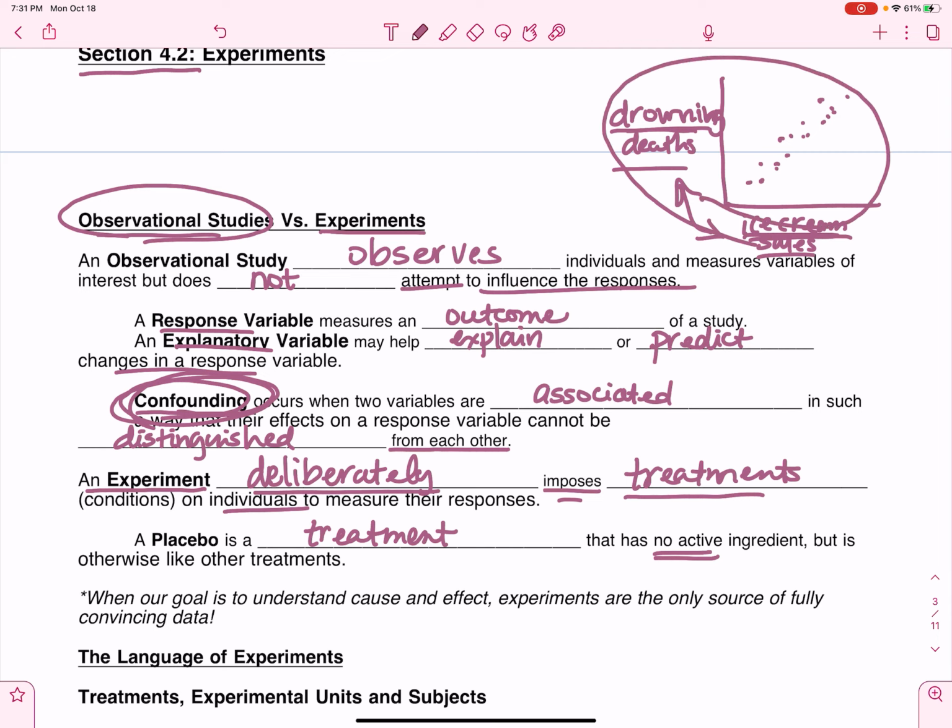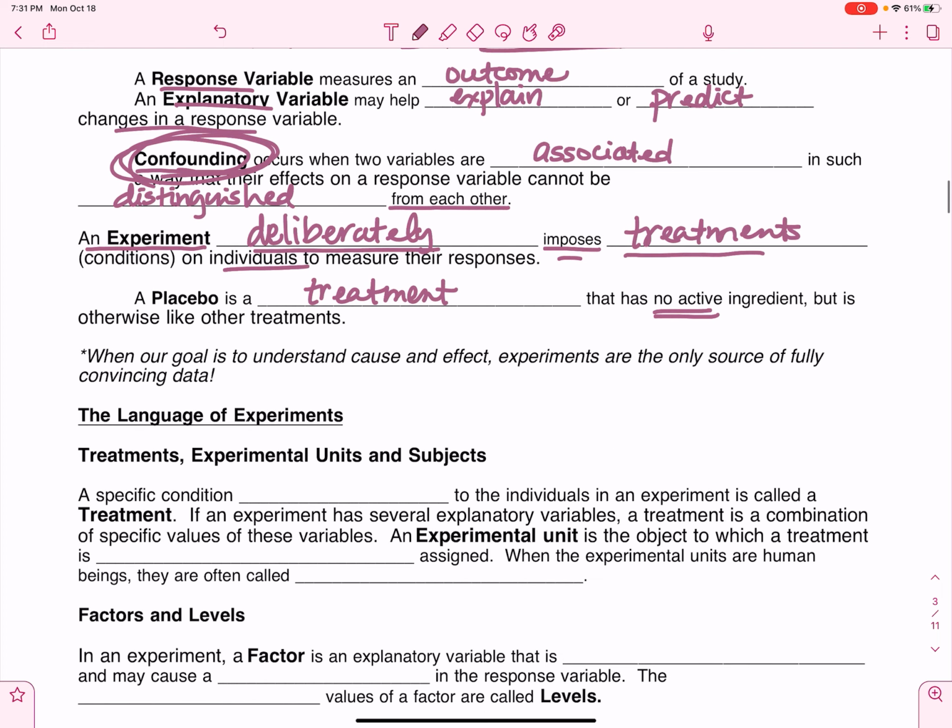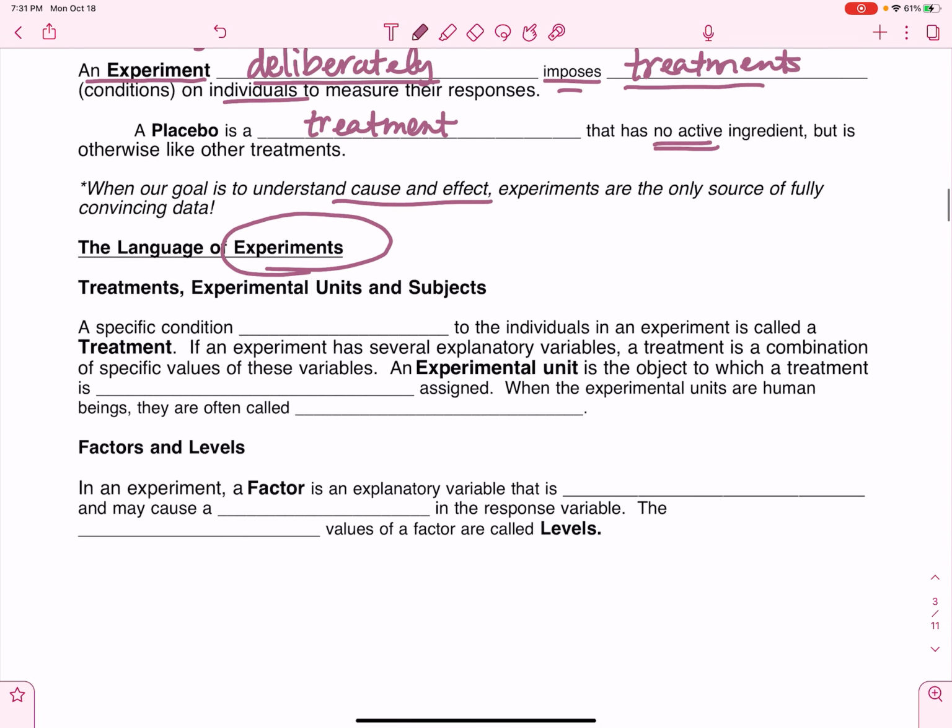All we can really do is observe what's happening and say, I can probably make a prediction of something I think might happen, but it really doesn't help me with cause and effect. The only thing that can ever show me cause and effect is going to be a well-designed experiment. So that leads us into the language of experiments. What kinds of things are we talking about here?